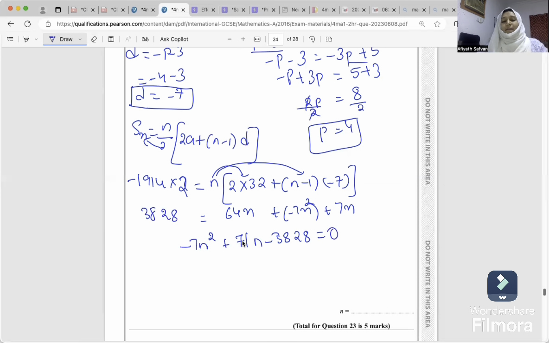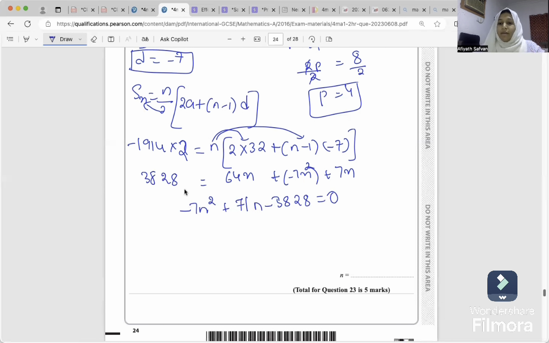So now I have to solve this. So 3828 divided by 7. So I have to solve this by solving the quadratic equation. Okay. You can use the formula method or factorizing method. I'm just simply using my calculator over here.